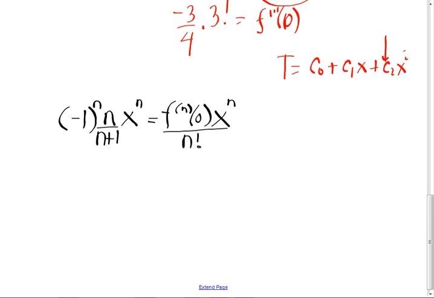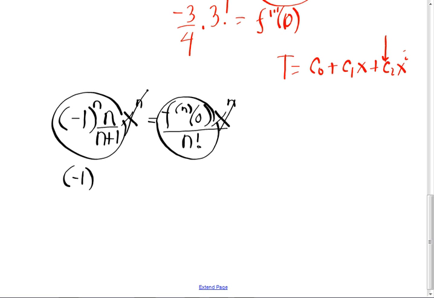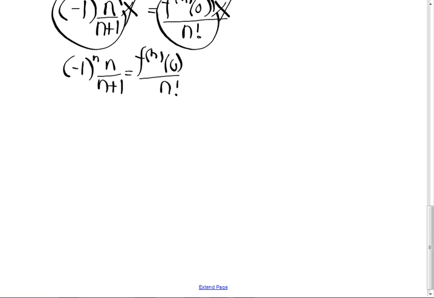What happens to x to the n's? They cancel. I'm just equating these coefficients. Can I find the nth derivative? Sure. I get negative 1 to the n over n plus 1 equals the nth derivative at 0 over n factorial. What will I do to both sides now? Multiply by n factorial. So it's weird. It looks like that. So it's negative 1 to the n, n factorial, n over n plus 1. That will give me any derivative I want.